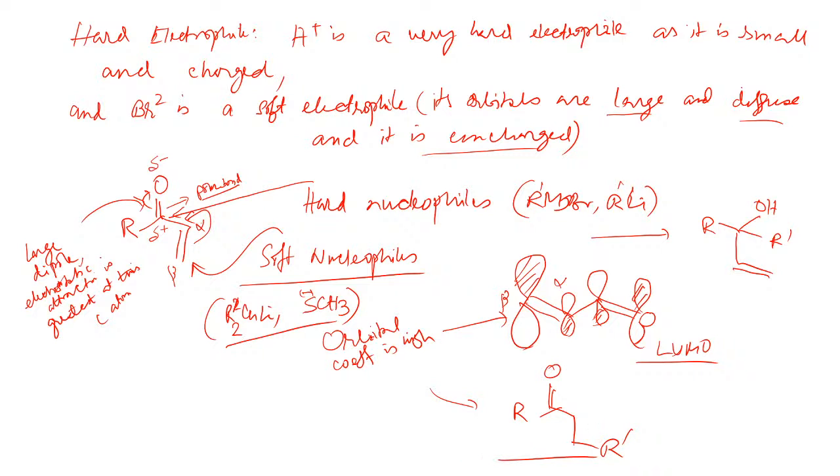So this alpha beta unsaturated ketone is a nice example. They have two centers: the carbonyl carbon, that is the electrophilic center, where the hard nucleophiles will react, and in the double bond the beta carbon, because the orbital coefficient is high for the LUMO, so the HOMO of the soft nucleophile will react at the beta carbon. This is called conjugate addition, or 1,4 addition, and this is called 1,2 addition. In the 1,2 addition case, you get the addition at the carbonyl.